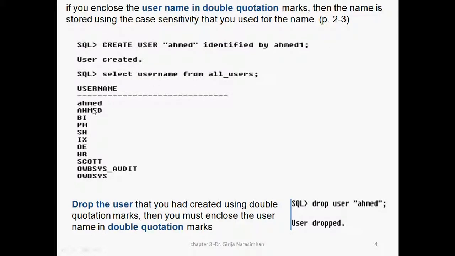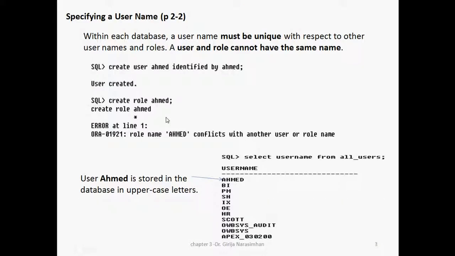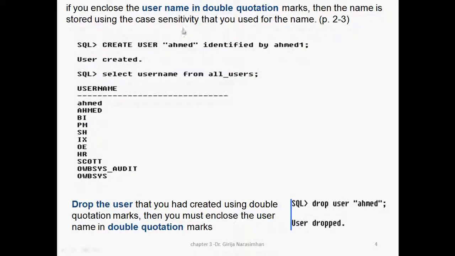So it will take it as case sensitive. Without double quotation, it will always take capital letters by default. If you specifically mention double quotation, it will take it as typed. Suppose I want to drop the user. To drop a user that you have created using double quotation marks, you must enclose the username in double quotation marks again.